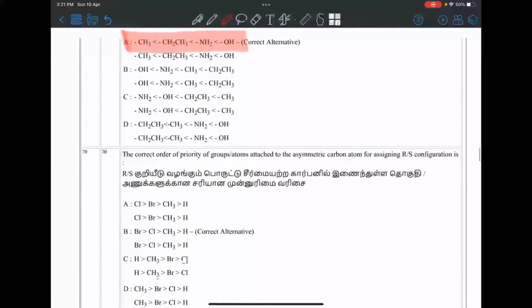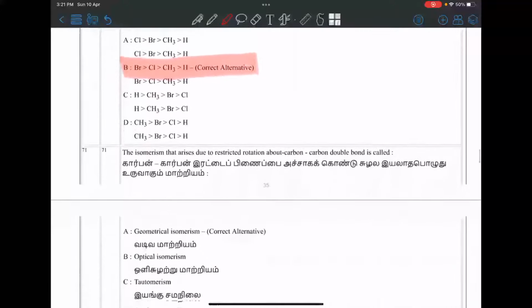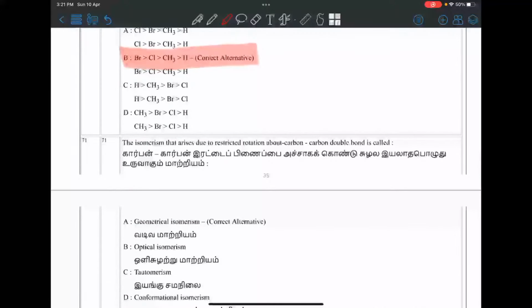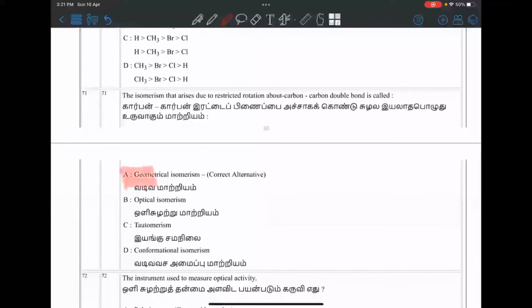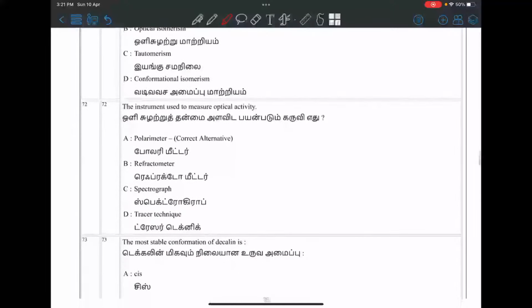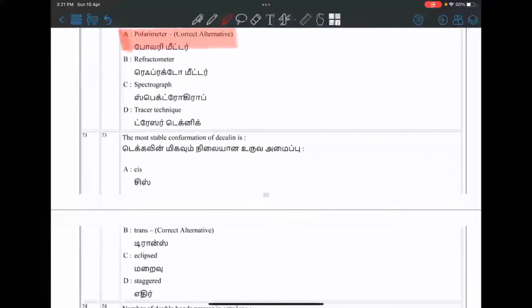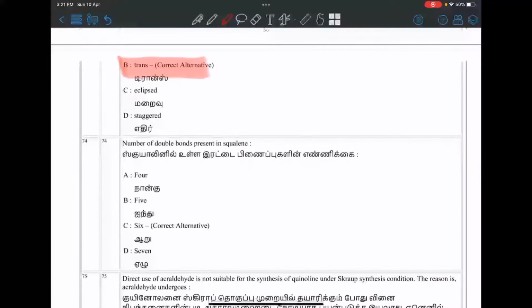According to sequence rule, the correct order of priority of groups attached to the asymmetric carbon atom for assigning RS configuration is option B. The isomerism that arises due to restricted rotation about carbon-carbon double bond is called geometrical isomerism. The instrument used to measure optical activity, polarimeter. Next question. The most stable conformation of decalin is trans-decalin. Number of double bonds present in squalene is 6 double bonds.